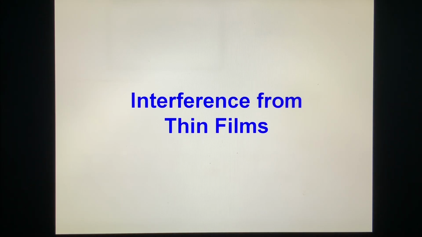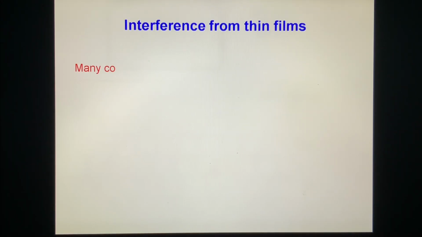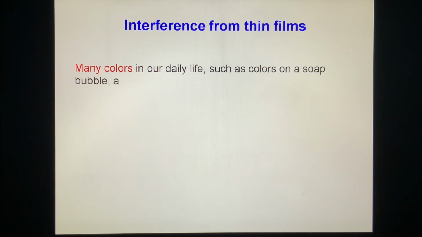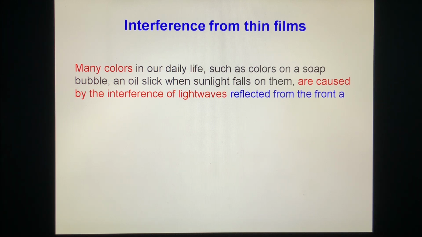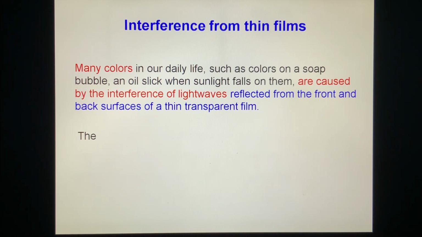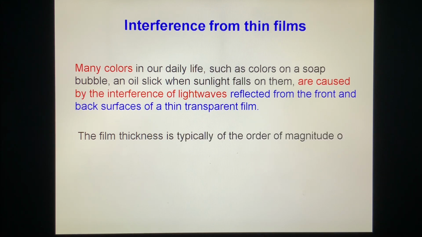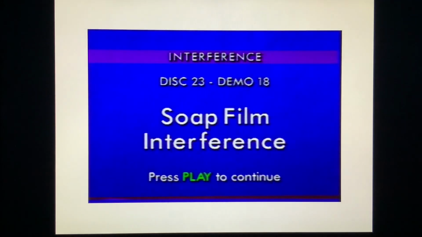Interference from thin films. Many colors in our daily lives, such as colors on a soap bubble or an oil slick when sunshine falls on them, are caused by interference of light waves reflected from the front and back surfaces of a thin, transparent film. The film thickness is typically of the order of magnitude of the wavelengths of the light involved.